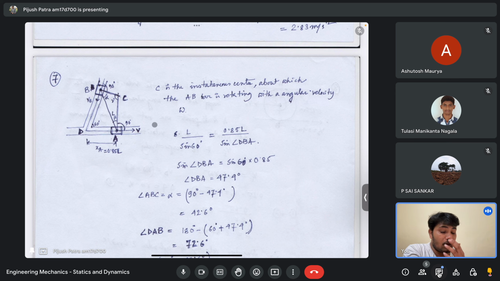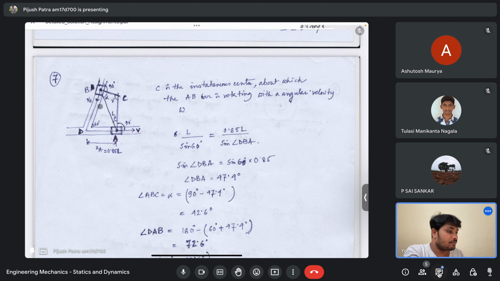Then I need to use Lami's theorem, the sine formula. That means L by sine 60, this angle is 60 degrees, which is given. L by sine 60 is equal to 0.5 L divided by sine dBA. So what is sine dBA? That means I am calculating this angle.